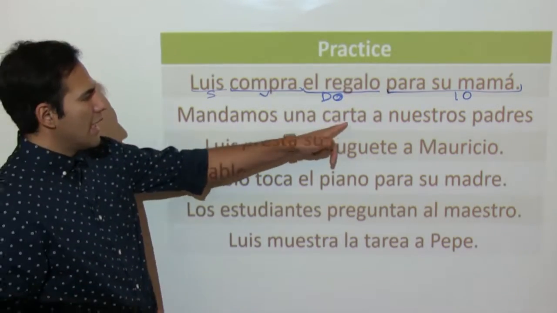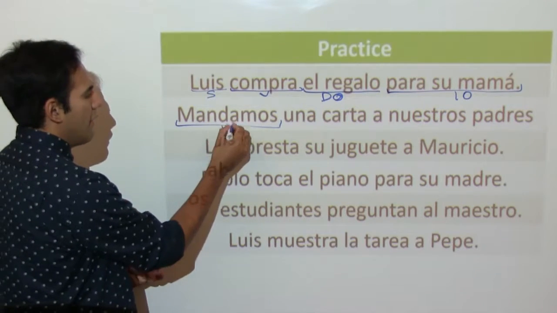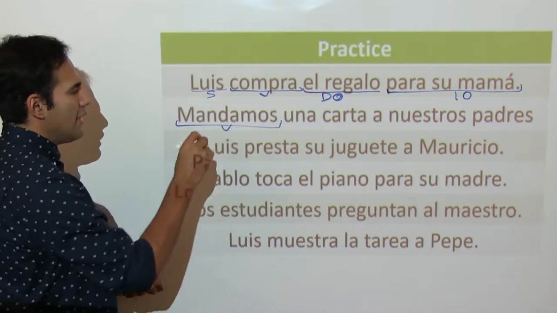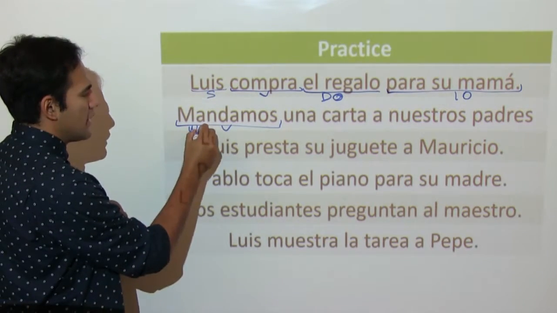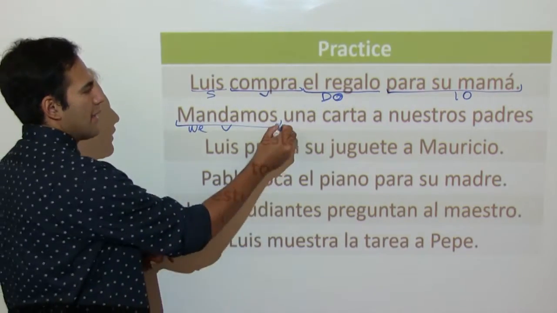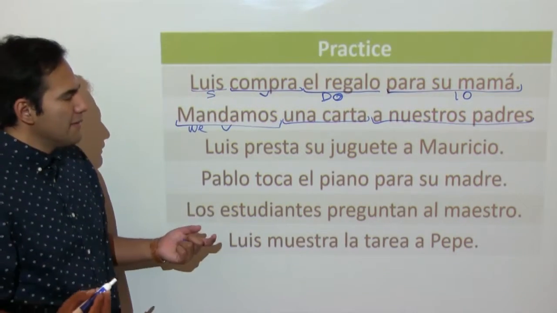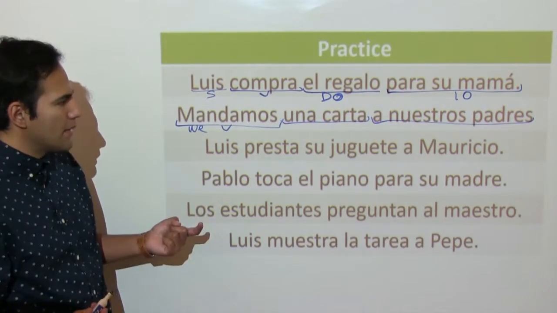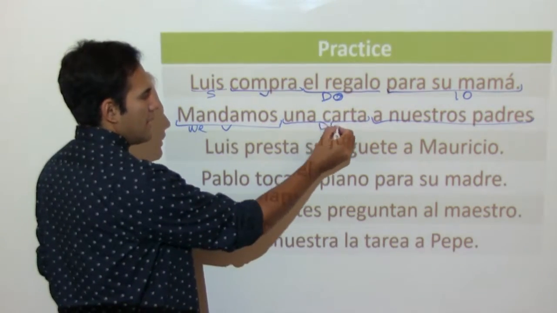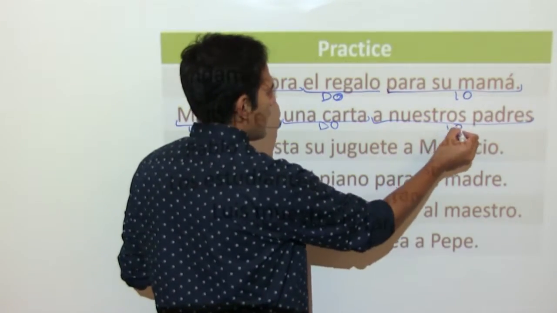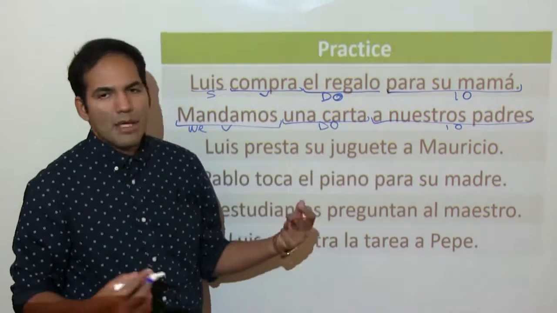Okay, mandamos una carta a nuestros padres. Okay, mandamos will be our verb, and within it, embedded in this conjugation, we already know that we're talking about the subject, we. Mandamos una carta a nuestros padres. So who's the recipient of whatever's happening? Nuestros padres, they're receiving the letter, which is going to make una carta our direct object, and a nuestros padres, the indirect object. Luis presta su juguete a Mauricio.